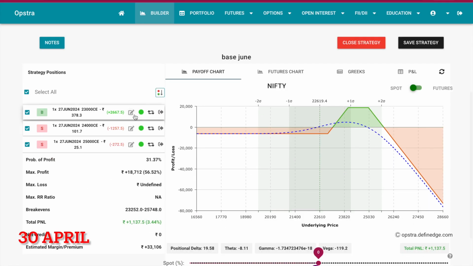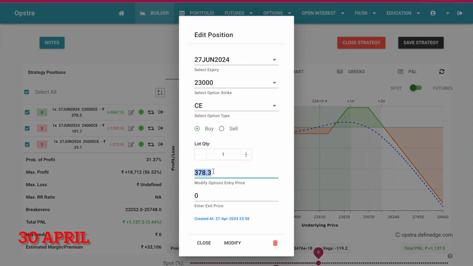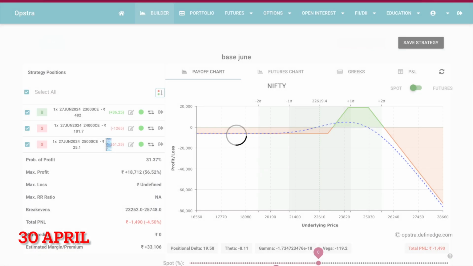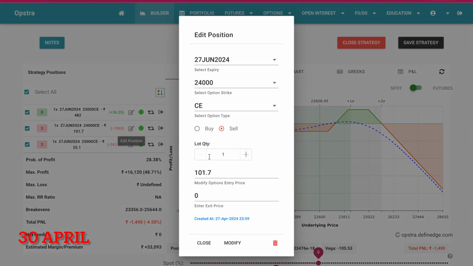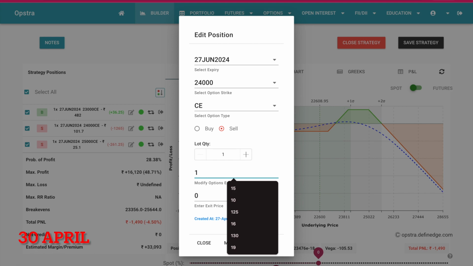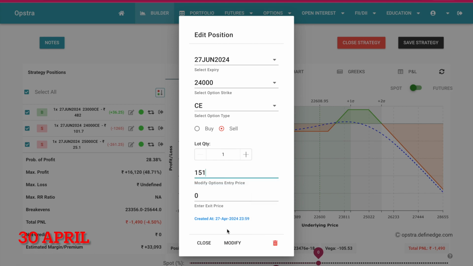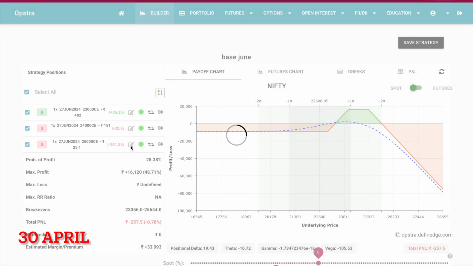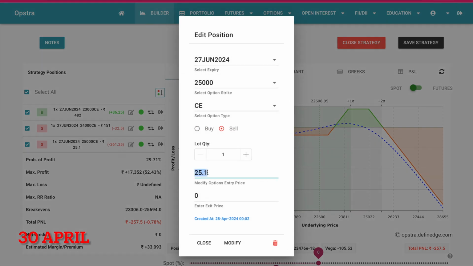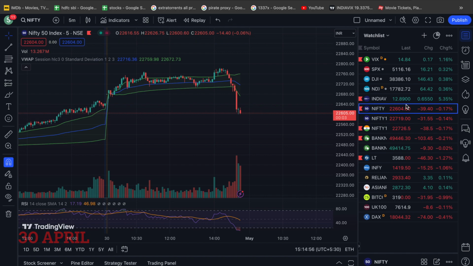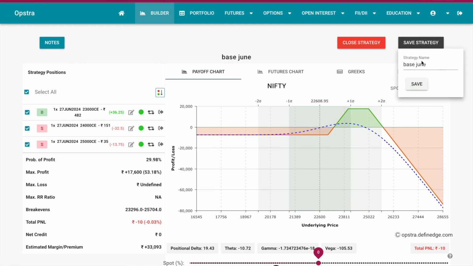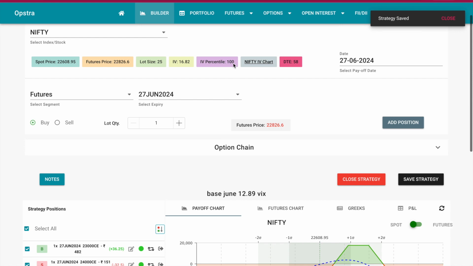So here we go, 482, modify, 151 and 35. I've adjusted this. Now let me check the India VIX, it is 12.89. Let's check the base June. With the 12.89 VIX, this was my base strategy. Okay, now this is my base strategy.